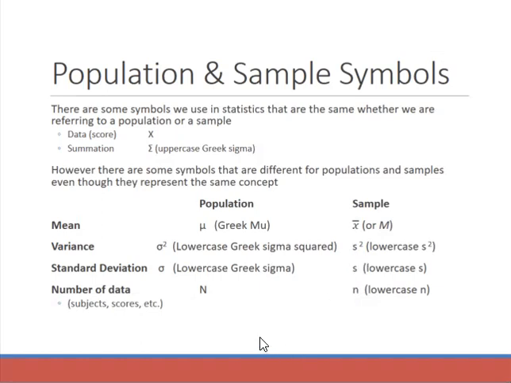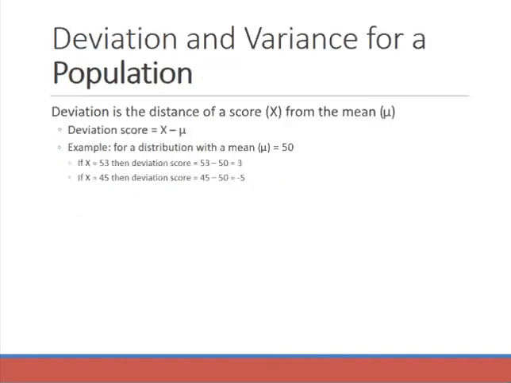For the number of data, the number of scores or the number of subjects, for a population it's uppercase N. For a sample, it's lowercase n. So just get familiar with this notation. We'll walk through an example of how this is calculated in class, but I want to get you the basic ideas.